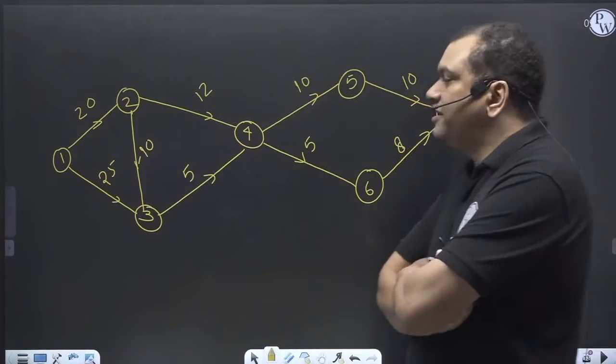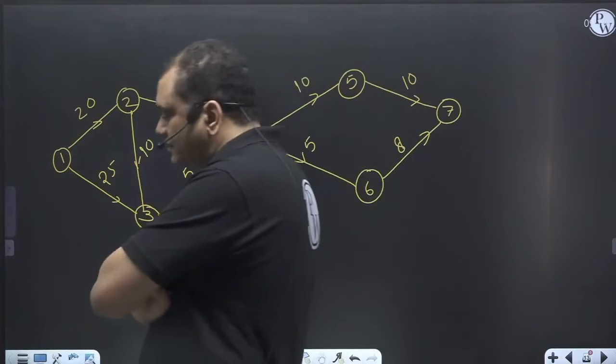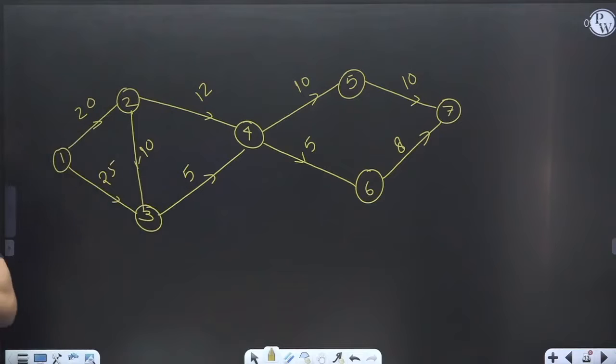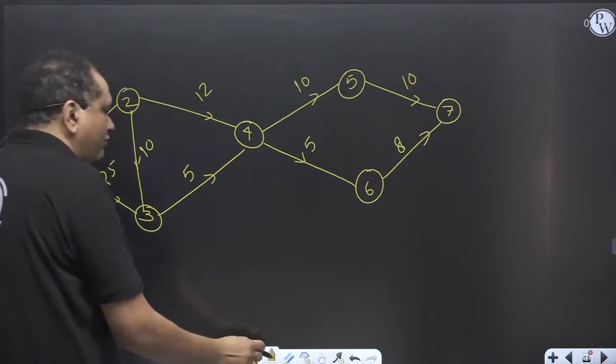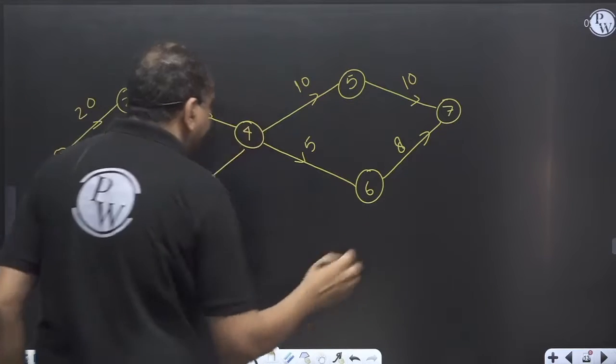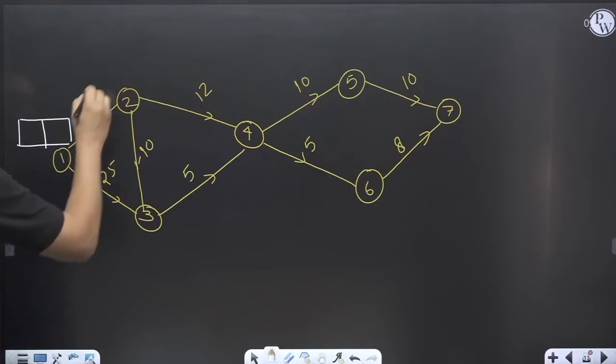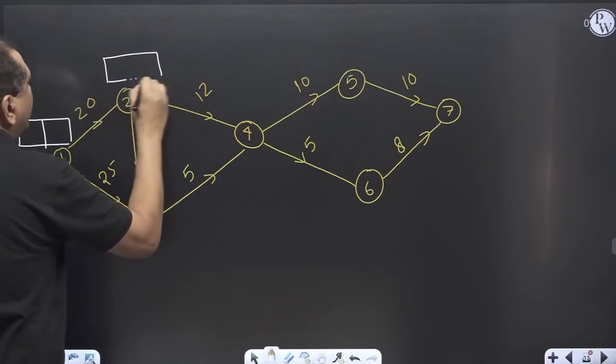So now we have constructed the precedence diagram the way we have done previously. Now do the forward and backward pass.